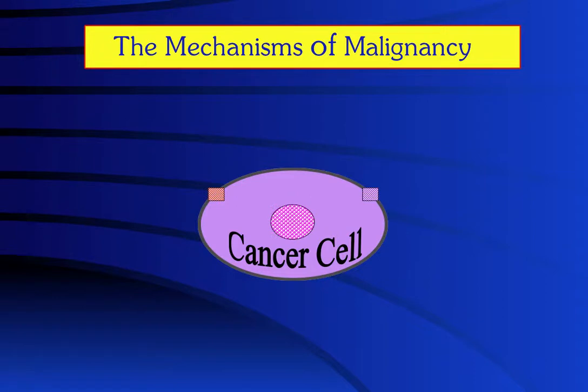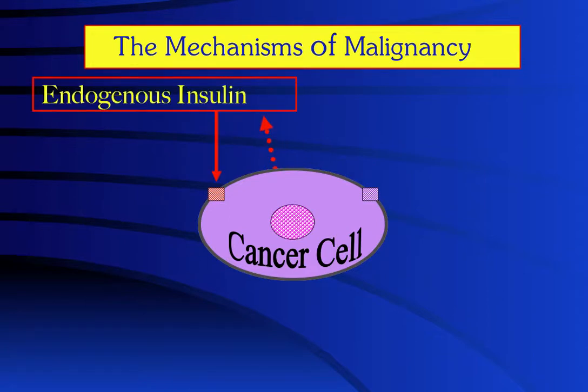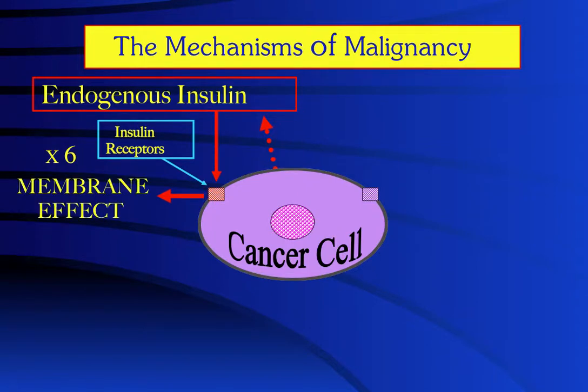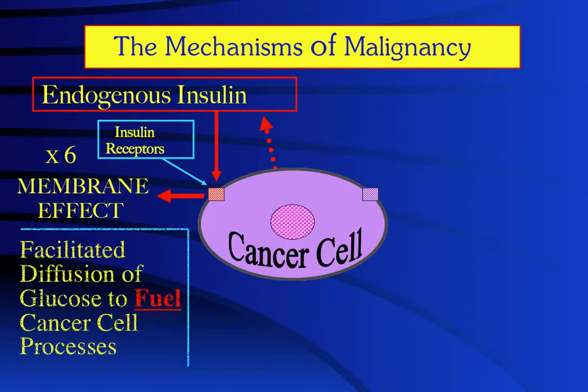Cancer cells secrete their own insulin. They have 6 times more insulin receptors per cell. I'm going to go through all this step by step with scientific documentation, but I just want to give you the overview. They secrete their own insulin. We know that they have a voracious appetite for glucose, so it makes sense that they would do this, and they do. And they have 6 times more insulin receptors per cell than any other tissue in the body. This produces facilitated diffusion of glucose to fuel the cancer cell processes.